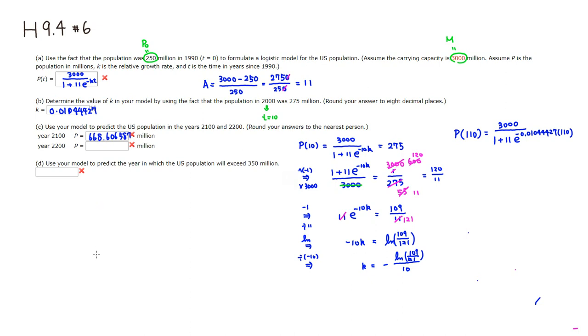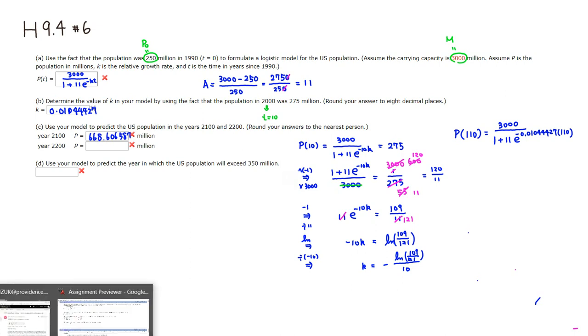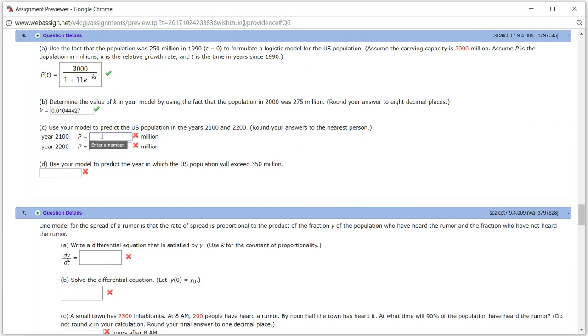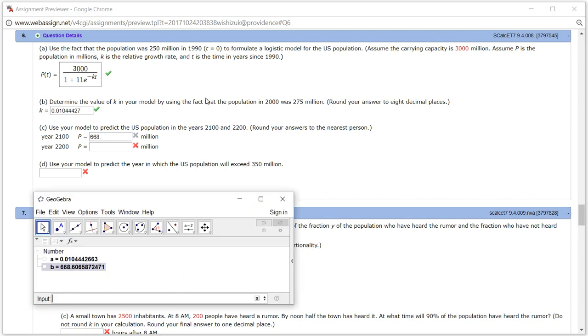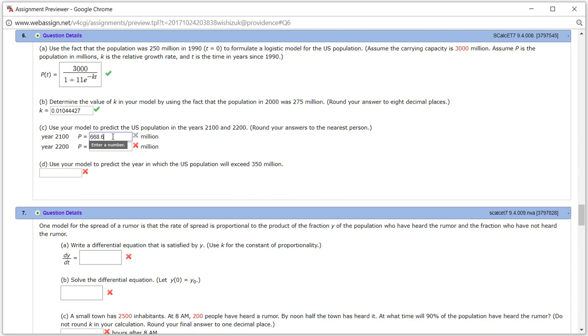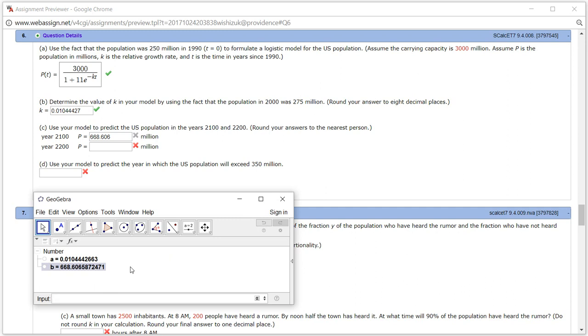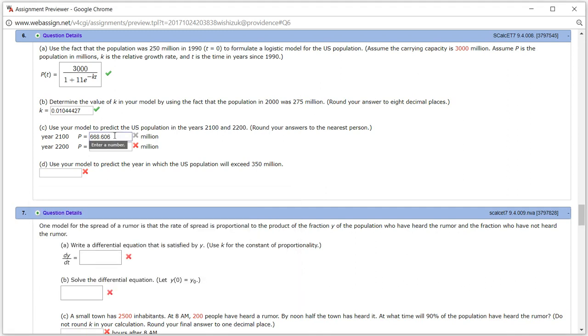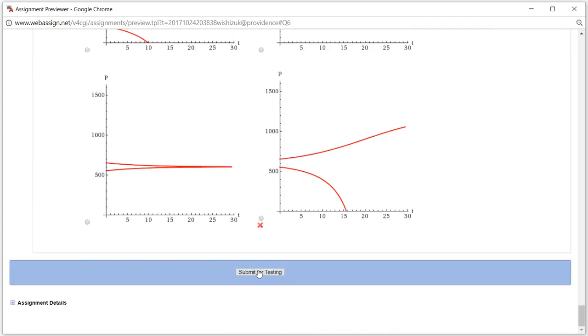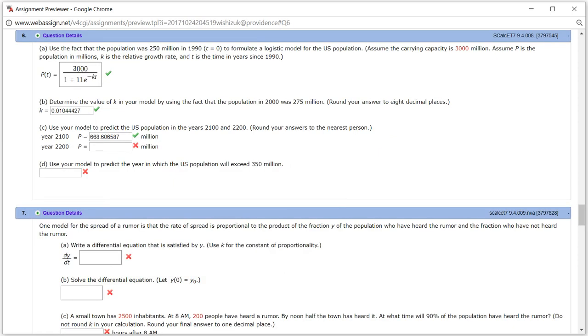All right, so let's type it in. So we have 668 point 606 587. So let's check the answer, submit for testing. All right, it came back and looks like we got this one correctly.